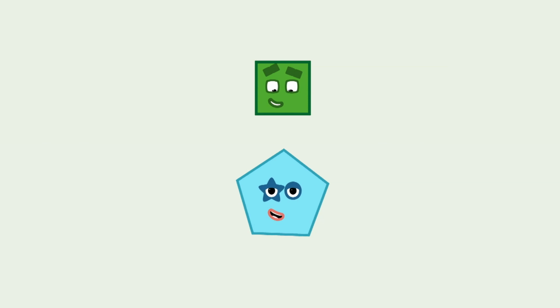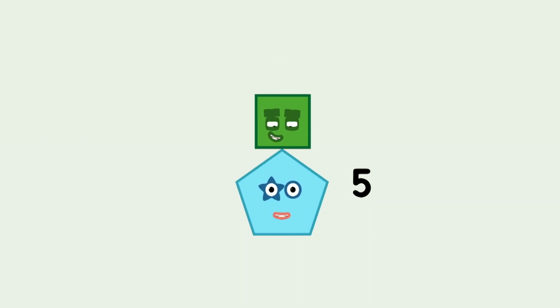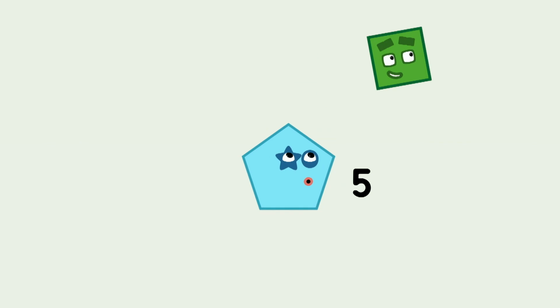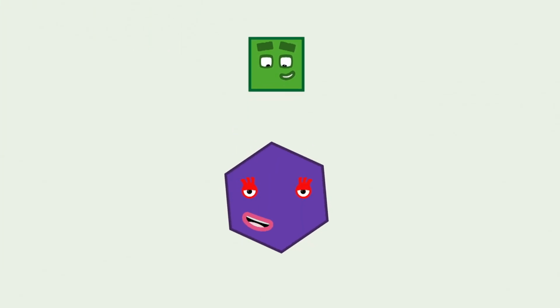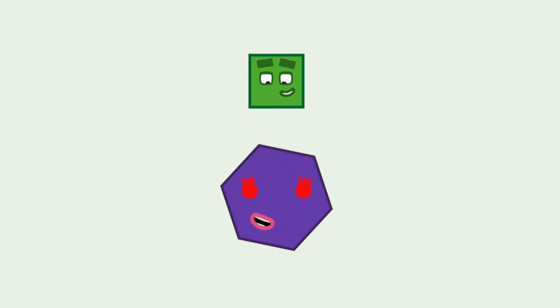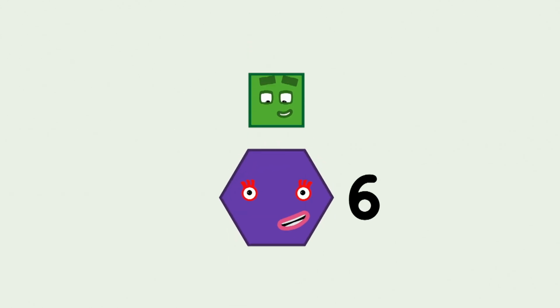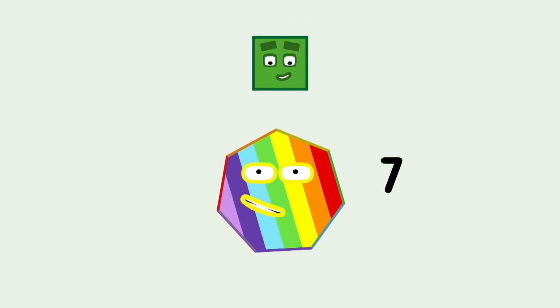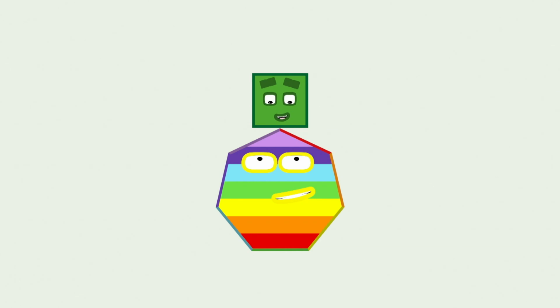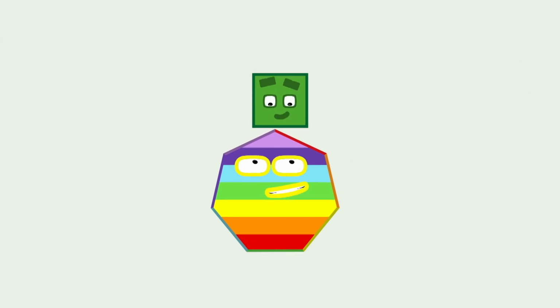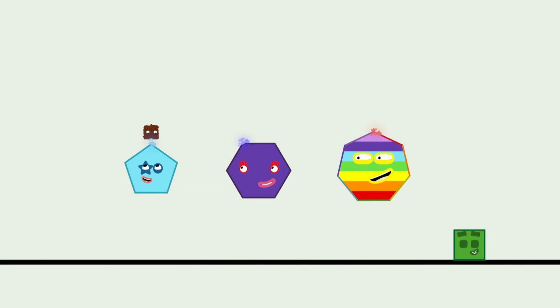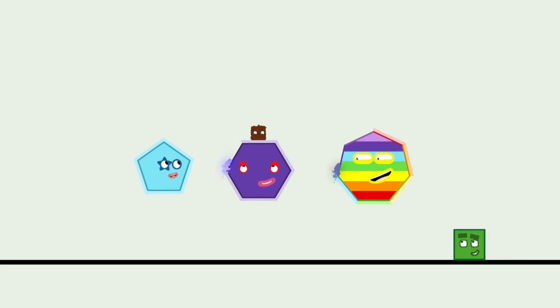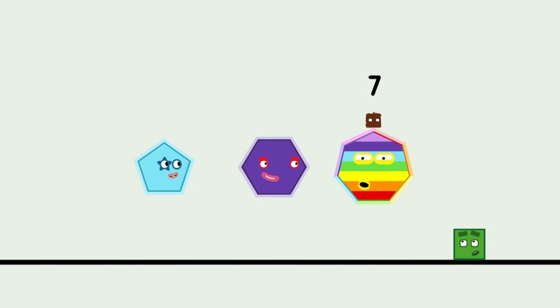Who are you? I'm a pentagon with five sides. High five! Let's have a hexagon in the mix. Count my sides and you'll find six. And lucky me, I've got seven sides. I'm a heptagon. A heptagon? Ooh. Yep. 1, 2, 3, 4, 5 sides. Pentagon. Yep. 6 sides. Hexagon. Yep. 7 sides. Heptagon. Yep.